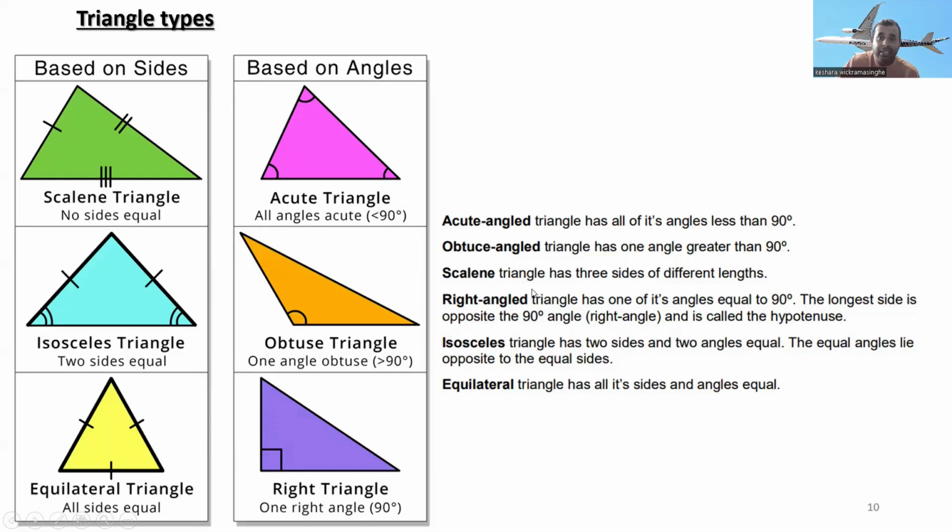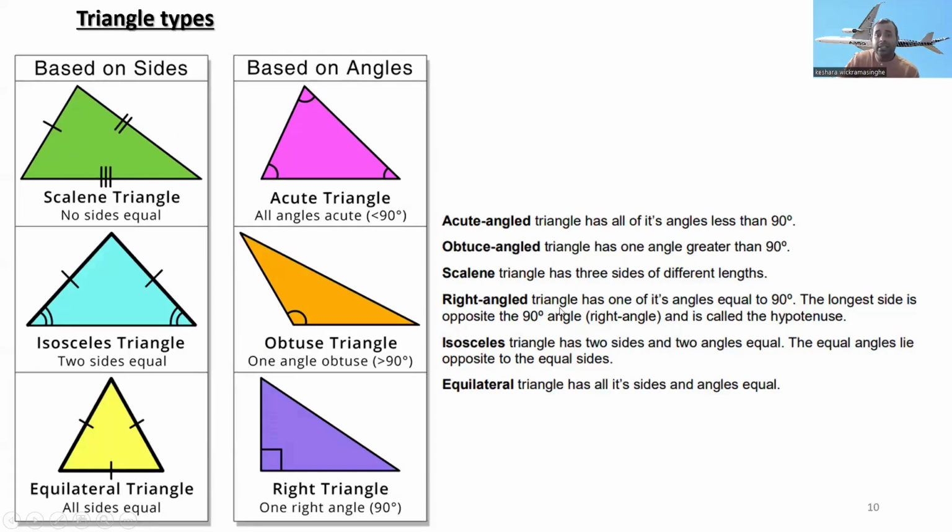And the scalene triangle, you can see here. A scalene triangle has three sides of different lengths. In a scalene triangle, the sides are different sizes.